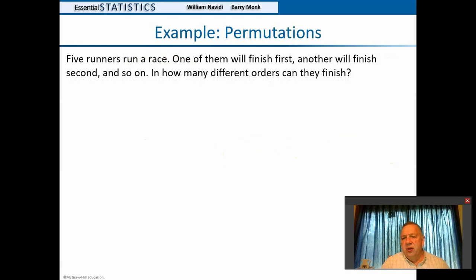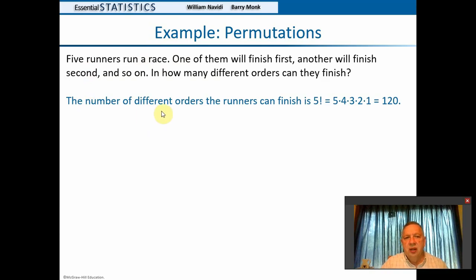So we have 5 runners running a race. One of them will finish first, another will finish second, and so on. How many different orders can they finish? Remember that the order makes a difference in this case, so we want to know who is first, second, third, fourth, fifth, but how many ways can we arrange those 5 runners? So the number of different orders the runners can finish is 5 factorial.